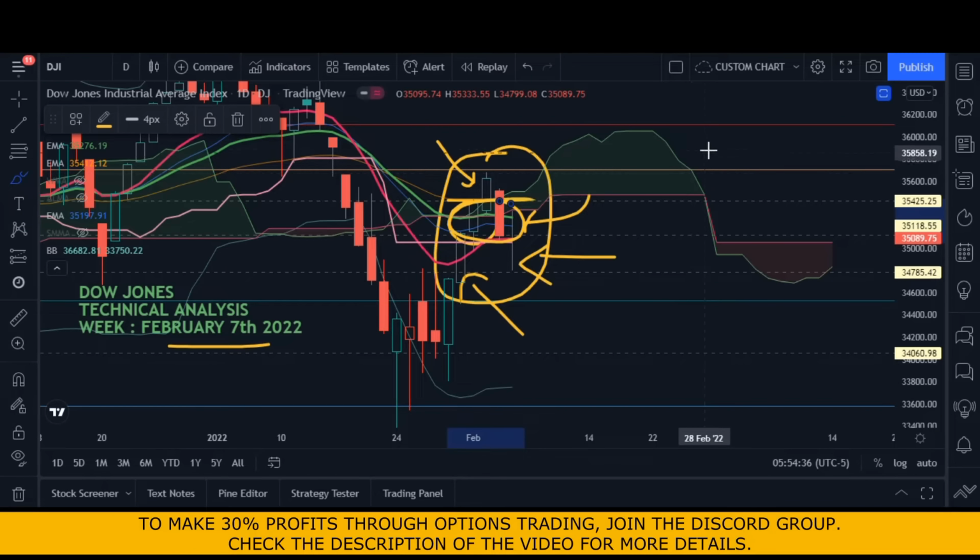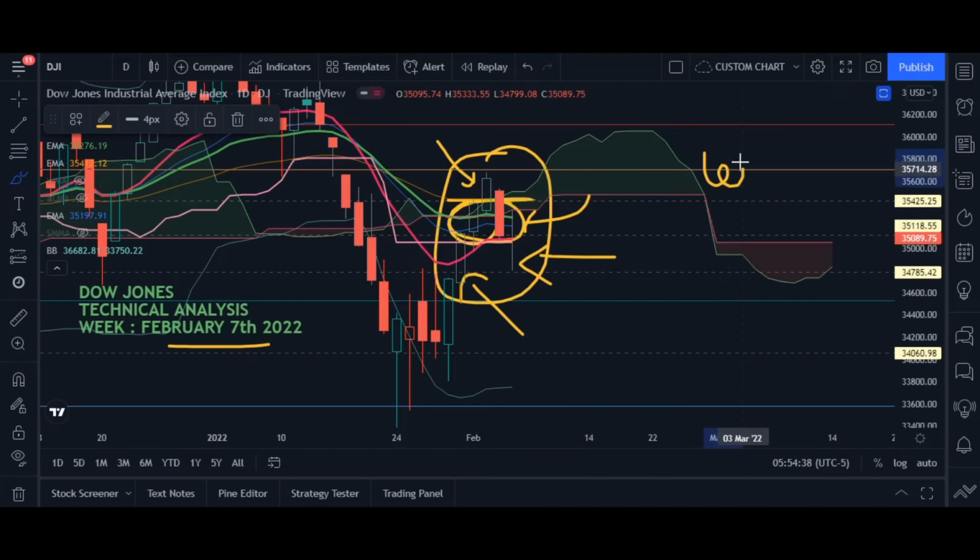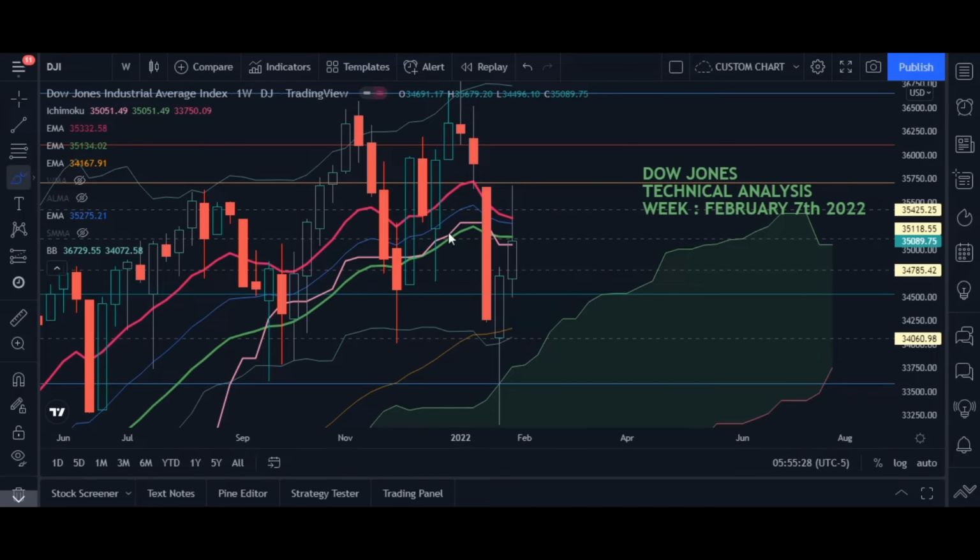And again, we will do this technical analysis in two parts. First, I will do it on the weekly chart, then I will do it on the daily chart. And this way, we will be able to deduce the most probable movement of the market, as we have been doing for the last many months. Okay, guys, so we are here on the weekly chart. This is the weekly chart.